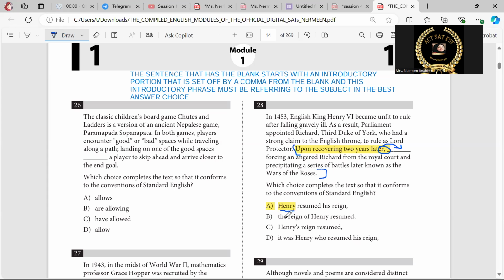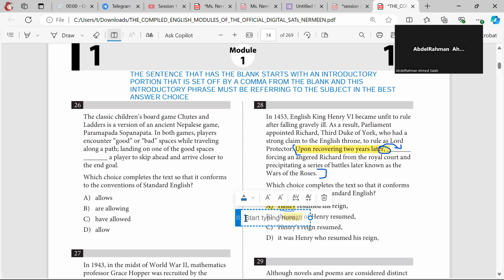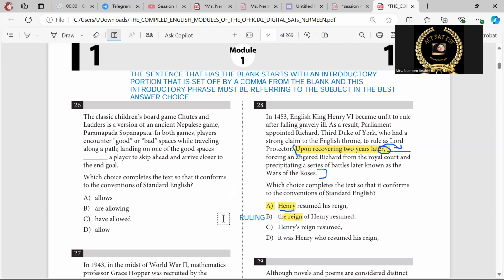Okay, can you try B? The reign of Henry resumed. It's not true because, do you know the meaning of reign? I know it, but I cannot explain it. Okay, the ruling. Yes, the ruling of Henry resumed, continued. So the reign is the subject, right? Can the reign be recovered 2 years later? No, of course, we need a person.